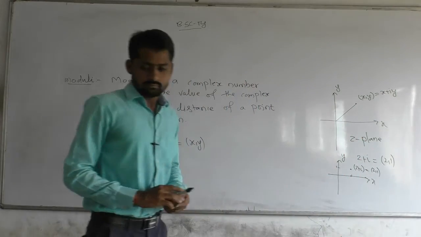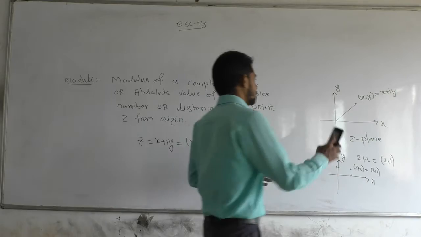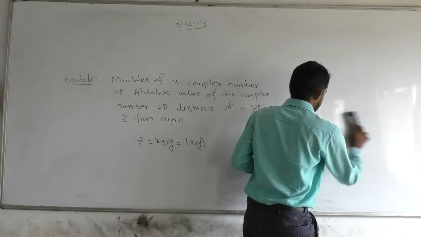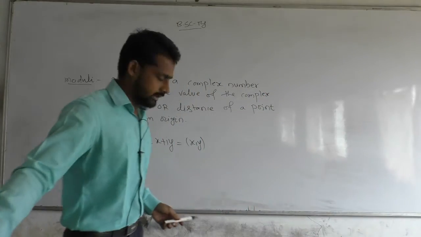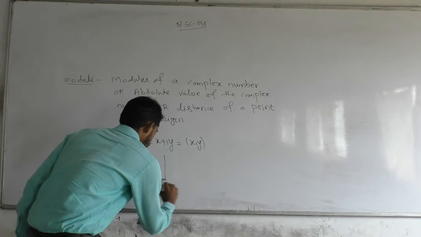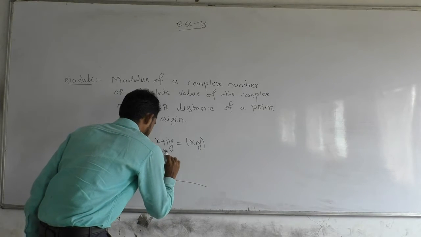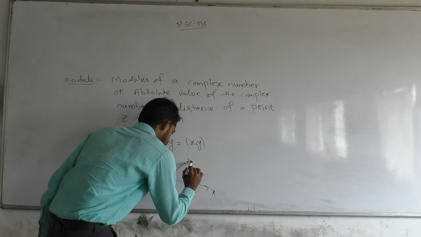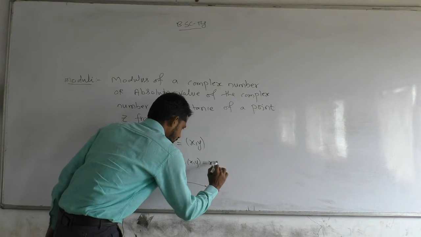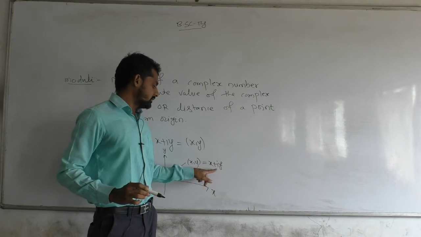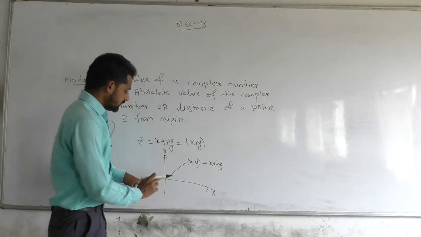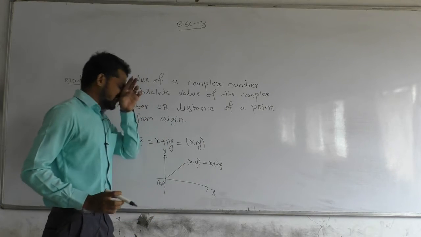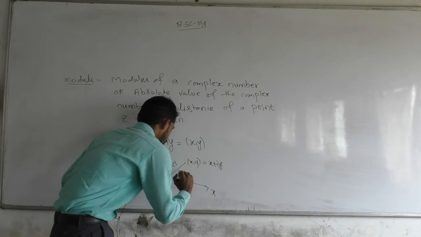So every point from complex numbers can be represented on the directed line. Now this point (x, y), this is the imaginary axis, this is the real axis, and the point (x, y) is equal to x plus iy. This is the real part of the complex number and this is the imaginary part of the complex number. Then the distance between the origin and the point (x, y) is called the modulus of a complex number.